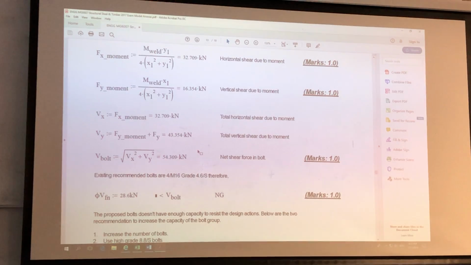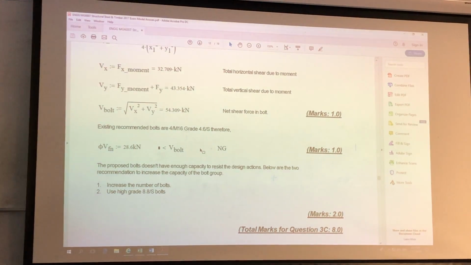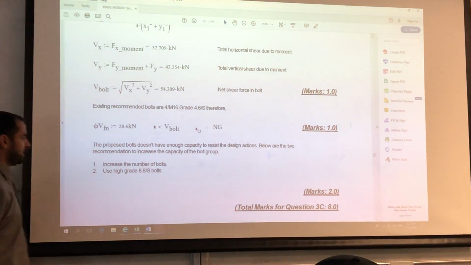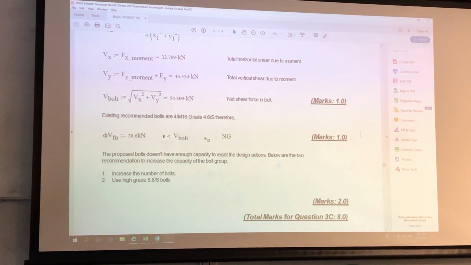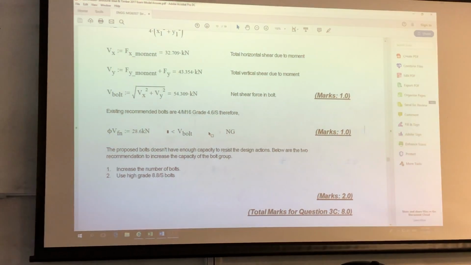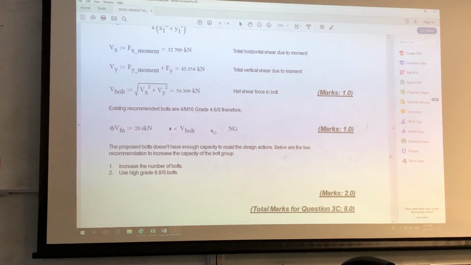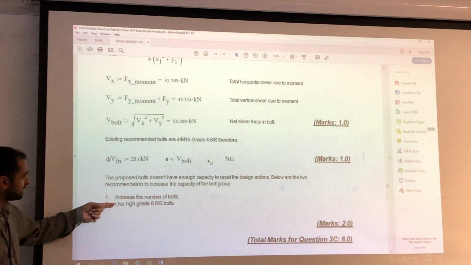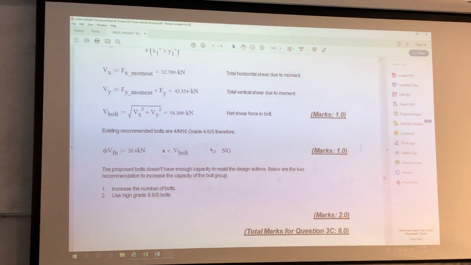So if it's not good, then these are the solutions. Increase the number of bolts, use high grade 8.8/S bolts, and the last one would be to increase the hole size, or increase the size of the bolt. For the size of the bolt, you have to increase the size of the existing hole, so that's not the favorable method. So these two would be the favorable. So that's all about the connection question.